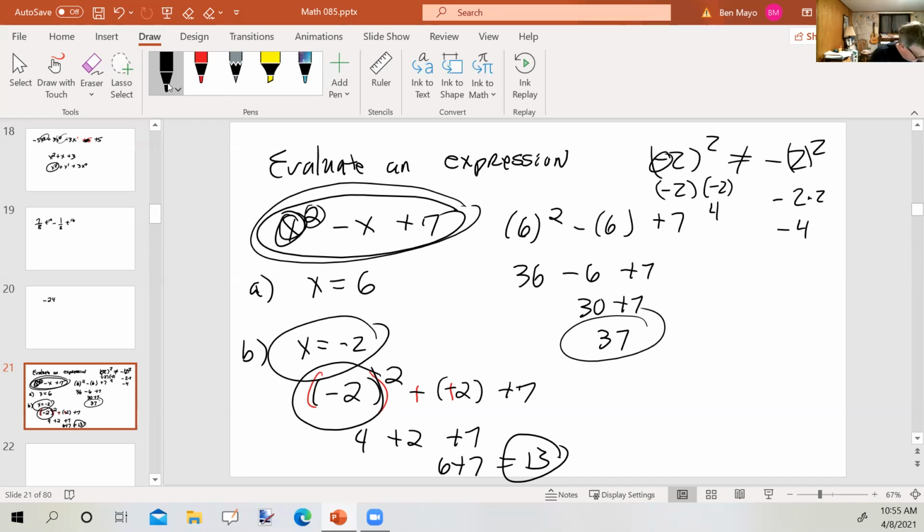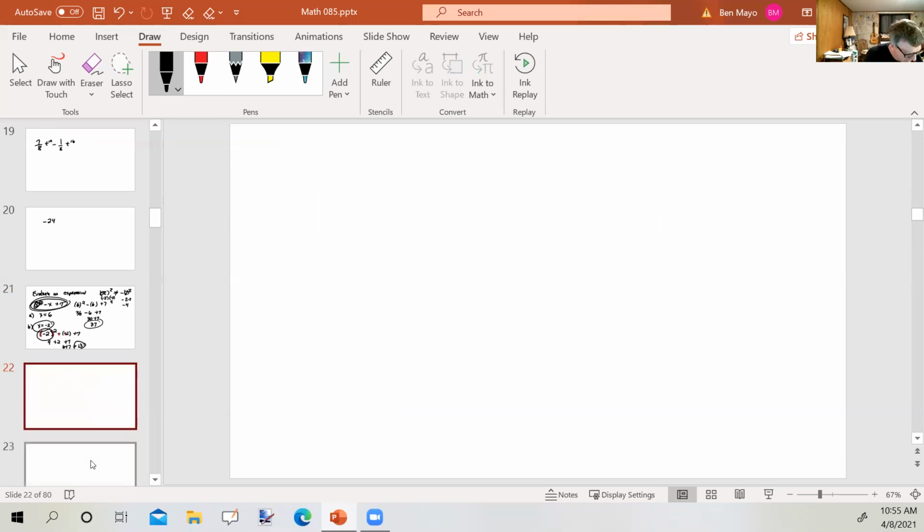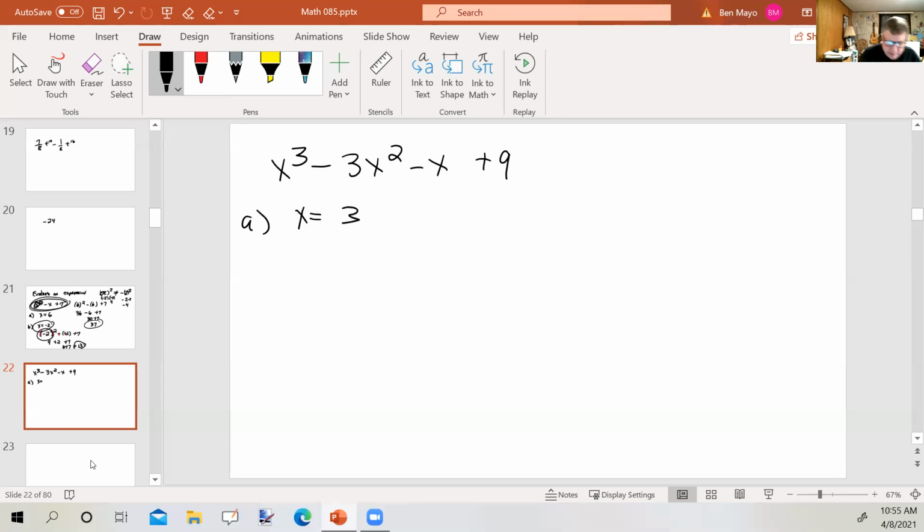Okay. All right. Let's see here. Let's take this expression. We have x cubed minus 3x squared minus x plus 9. This is a polynomial. What is the degree of the entire polynomial? 3. Excellent. And we are going to evaluate part A, x equals 3.